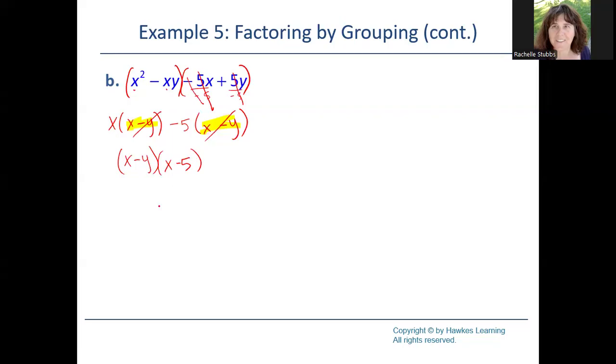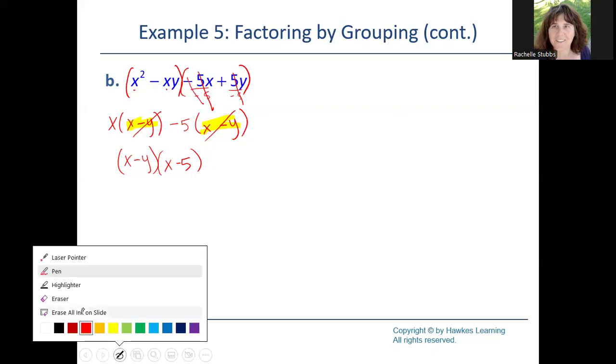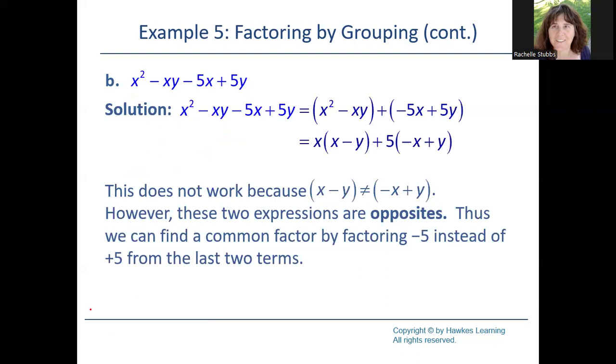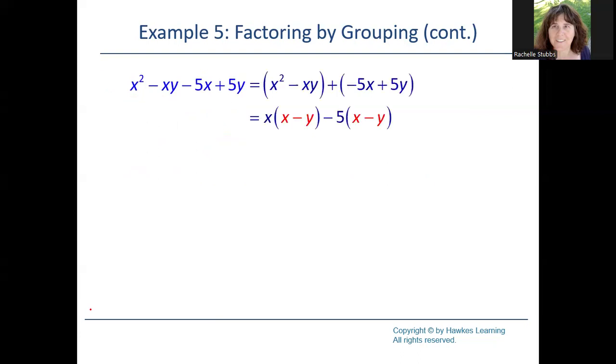And you notice that I'm ending up with two factors, aren't I? The factors for this polynomial are x minus y and x minus 5. And you can see that's why I factored out the -5, so that I could get the right factor, x minus y.